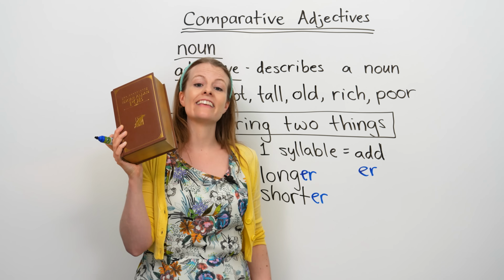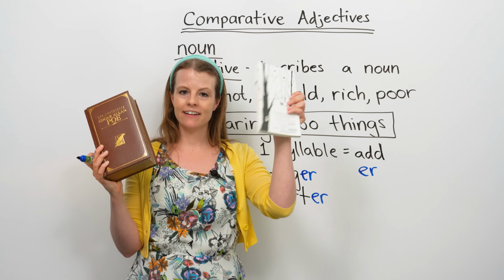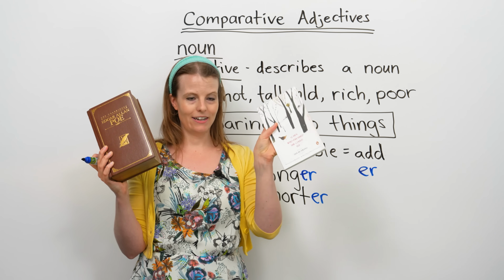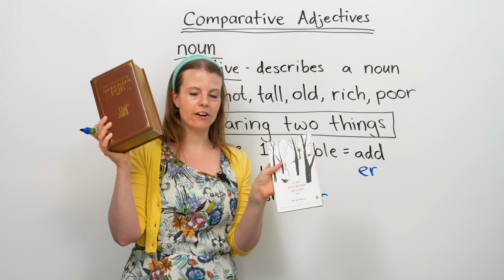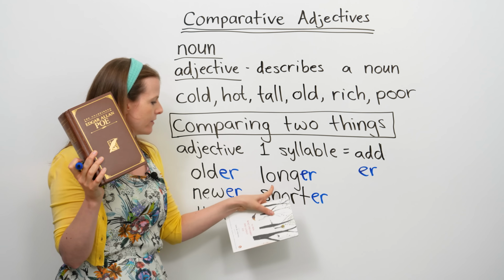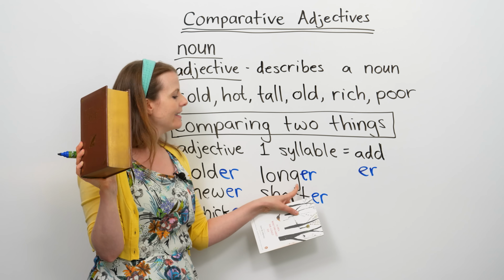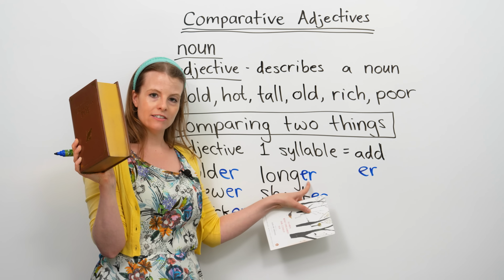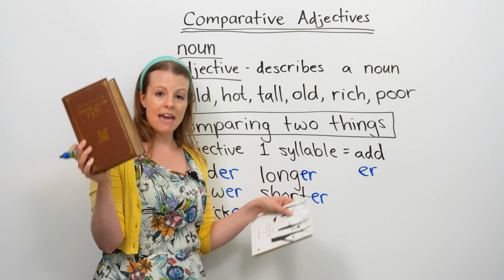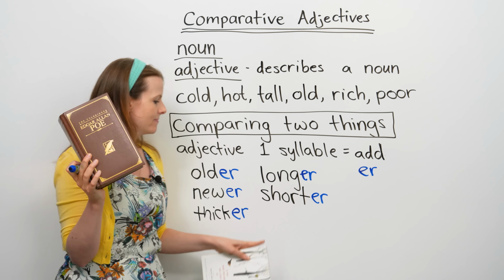Well, this book is very long. This book is longer than this book. Okay. This book is longer than this book. So notice we have the word long. This is long. That describes the book. And we add ER, to compare it to this book.